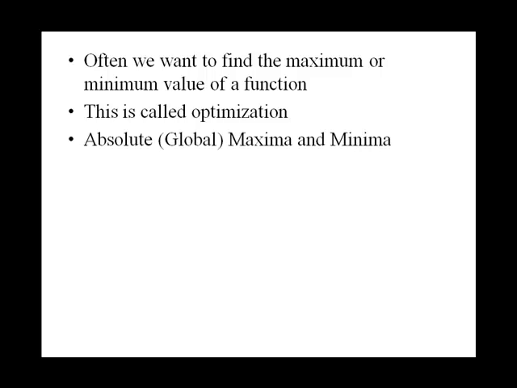In the first part of Section 2, we learned about finding relative extrema, both relative minimums and relative maximums. Sometimes we're going to want to find the absolute largest and absolute smallest a function can be. This is known as optimization. What we call these are absolute or global maxima and minima.